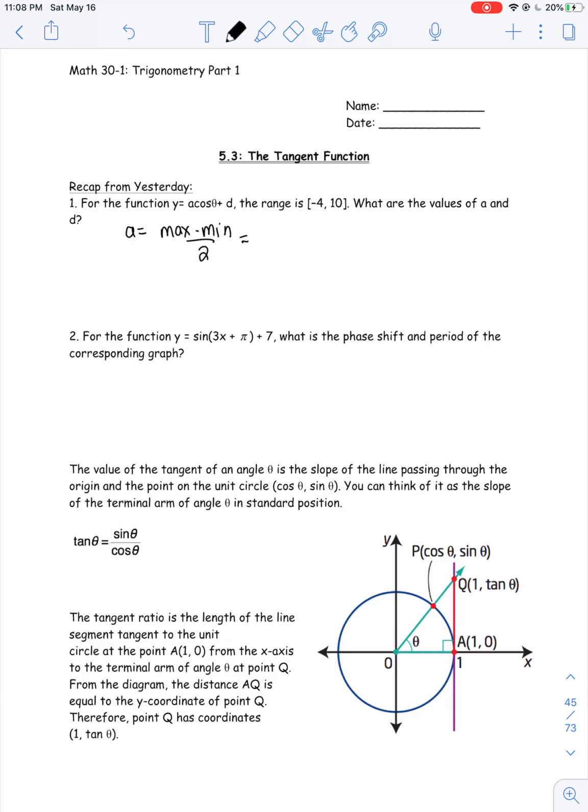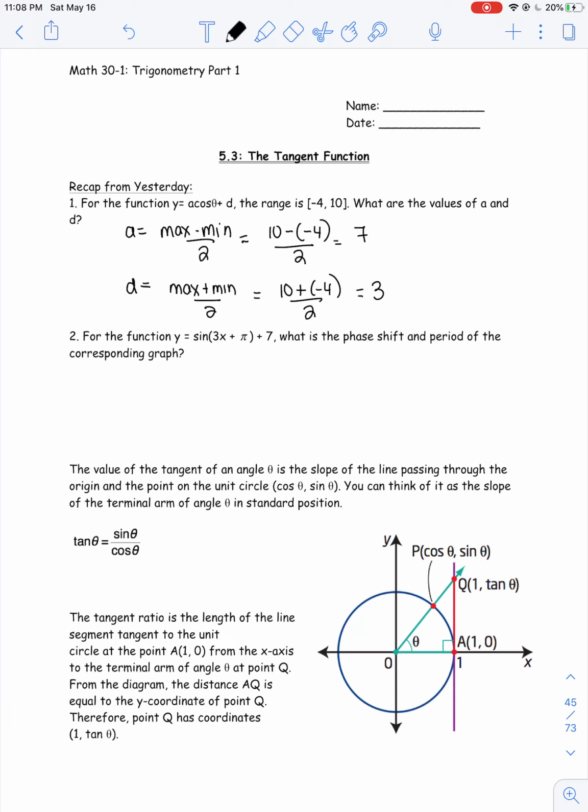So we know our max is equal to 10. Subtract our minimum, -4, and that's going to be divided by 2. So that's going to give us the answer of 7. And then our d value is the same stuff, but we're going to add between them. So max plus min now instead, divided by 2, equals 10 plus -4 over 2. So that'll be equal to 3. So there's our a and our d value.